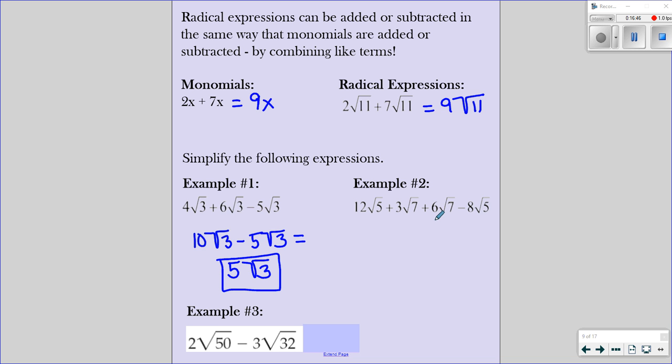This one, make sure you combine the like terms. So it's 12 square root of 5, and then negative 8 square root of 5. We're going to combine that. That's going to give us 4 square root of 5. And then these two, I'm going to just put 2 lines underneath. Those two you're going to combine. That'll be 9 square root of 7. That's it. You can't combine these two because they have different numbers underneath the radical, so you leave it as is.